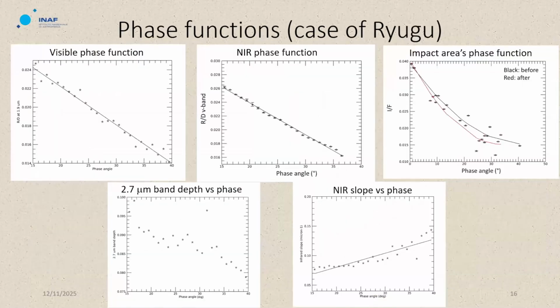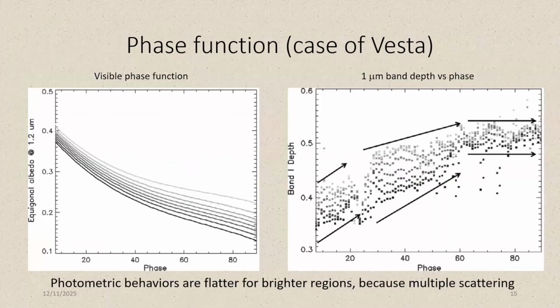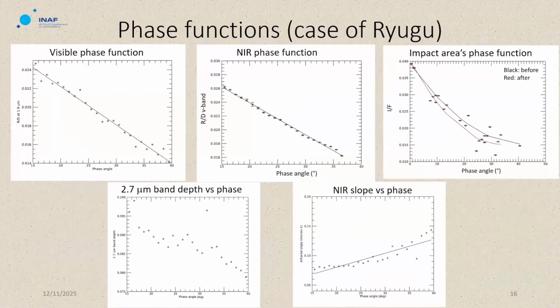This is the case of Ryugu. In this case, we have a narrower phase angle range. See the difference? Here we have up to 90 degrees, and here we have available observations up to 40 degrees. So in this case, all phase functions were modeled by a linear fit, a straight line. And these are examples of visible and near infrared phase functions.